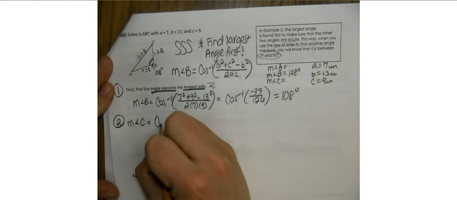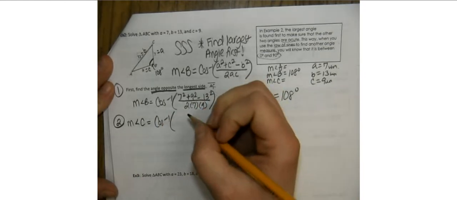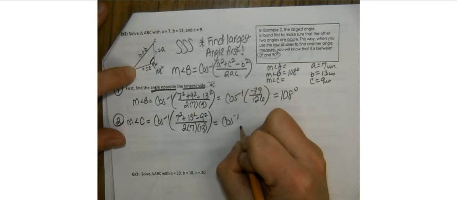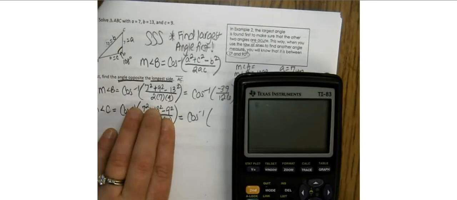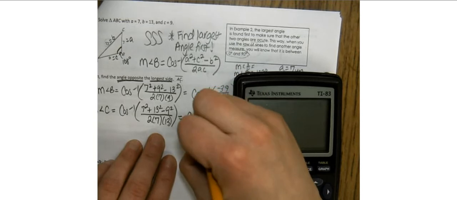So identifying the measure of angle C, that's going to be equal to the cosine inverse of a squared, which is 7 squared, plus b squared, which is 13 squared, minus our opposite side, which is 9 squared, divided by 2 times 7 times 13. So just like I did before, I think it might be in your best interest to identify what your numerator is, and then your denominator, and then take the cosine inverse of that whole fraction.